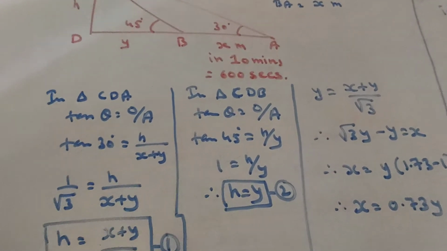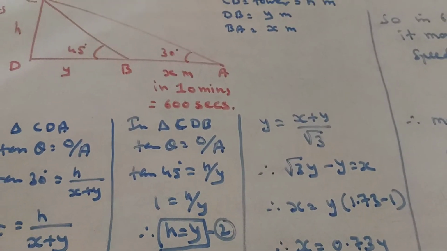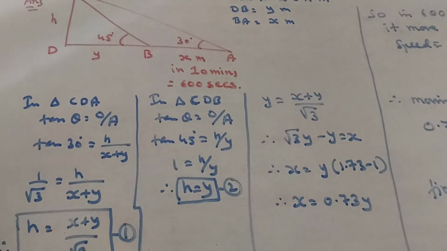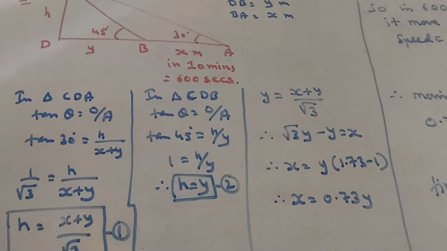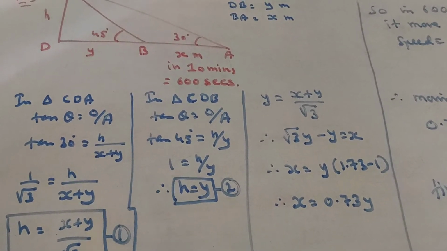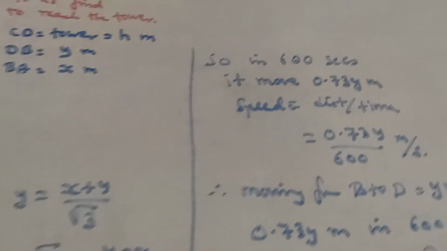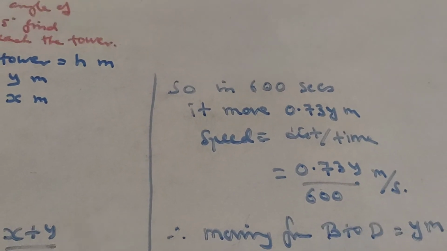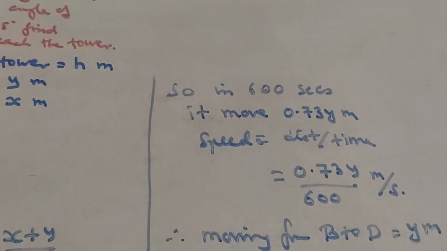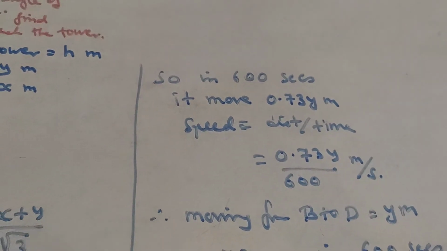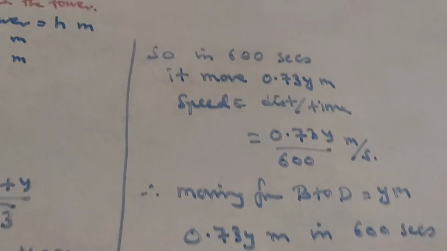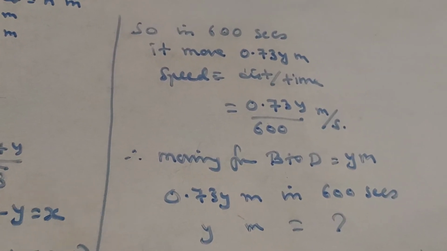Substituting the value, we get y is equal to x plus y upon root 3. Simplifying, we get x is equal to 0.73 y. So in 600 seconds it moves 0.73 y meters. So speed is equal to distance upon time, that is 0.73 y upon 600 meters per second. Therefore moving from B to D is y meters.